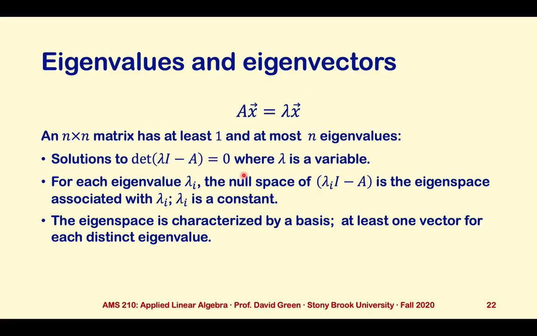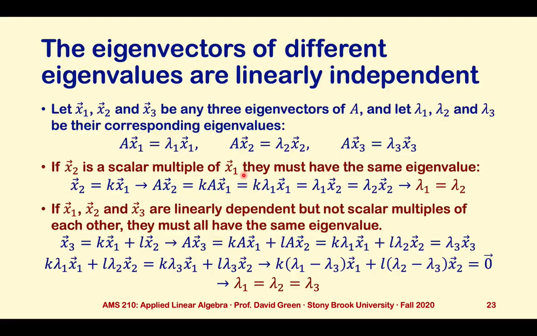Now we're going to go into our first really important point. It's a slightly busy slide, so I'm going to walk through it. The key take-home message is simply in the title, though: the eigenvectors of different eigenvalues are always linearly independent.